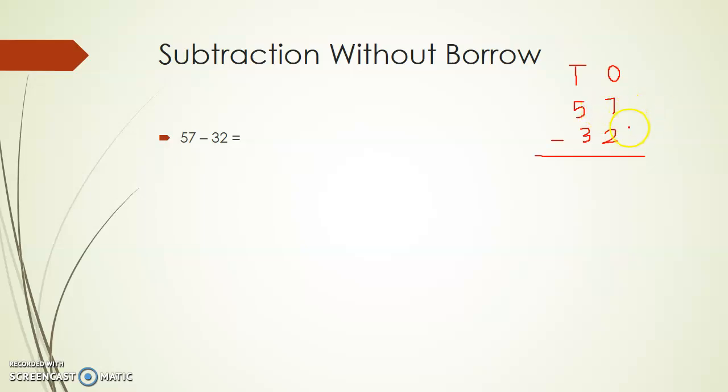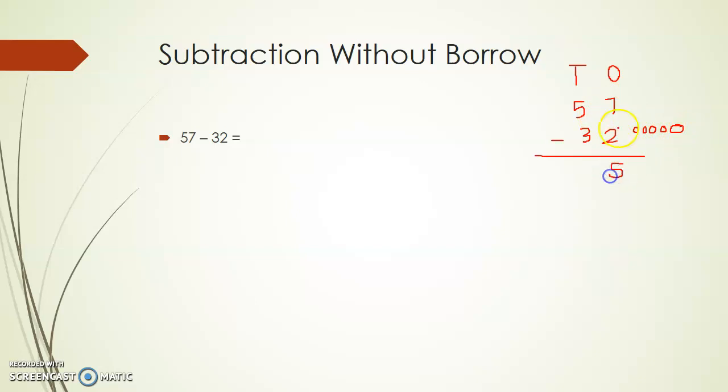So we'll start, as always, with the ones place. 7 minus 2. So we'll start with 2, count till 7. We have to see how many there are, right? After 2, 3, 4, 5, 6, 7. How many? 1, 2, 3, 4, 5. So 7 minus 2 is 5.